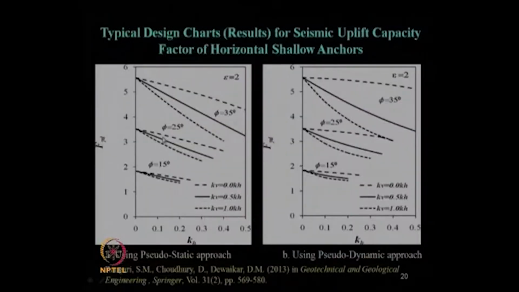Finally, the typical design values of the uplift capacity factor under seismic condition, F gamma d, have been proposed with variation of kh and kv, that is seismic acceleration in horizontal and vertical direction, for various values of soil friction angle phi and for selected particular values of embedment ratio of anchor plate. Using both pseudostatic approach as well as pseudodynamic approach, the design charts or results have been given. The details can be obtained in this journal paper of 2013 in the journal Geotechnical and Geological Engineering, Springer publication. This is the volume and page numbers.